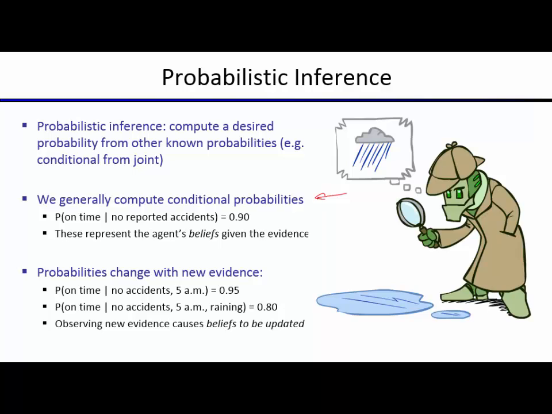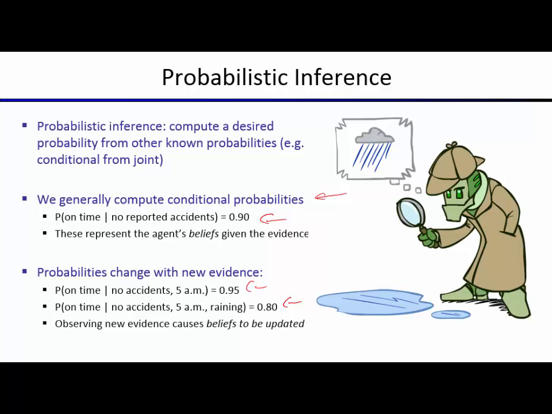These probabilities tend to change when you get more evidence. So we had a probability of, let's say, 0.9 of being on time when there's no reported accidents. But now if in addition we found out it's 5 a.m., it's even more likely that you'll be on time, because when it's 5 a.m. there's typically less traffic and you go faster. Now if in addition to no accidents and 5 a.m. you find out that it's raining, now the probability goes down again, because with rain usually things slow down, and now only a 0.8 probability anymore to be on time. So new evidence will typically cause the beliefs an agent has to be updated from what they were before.